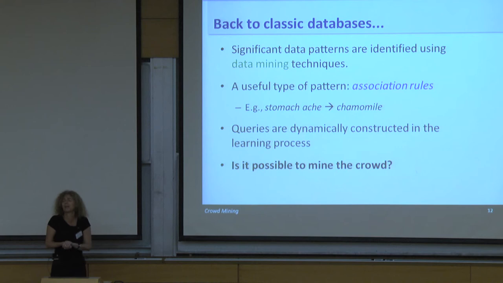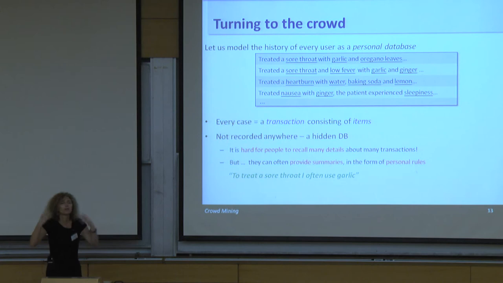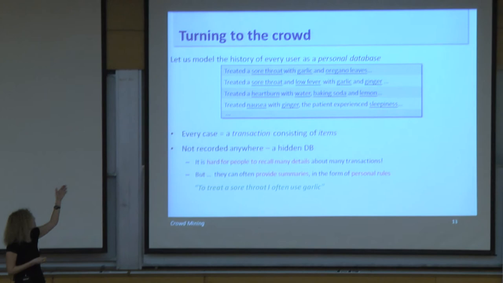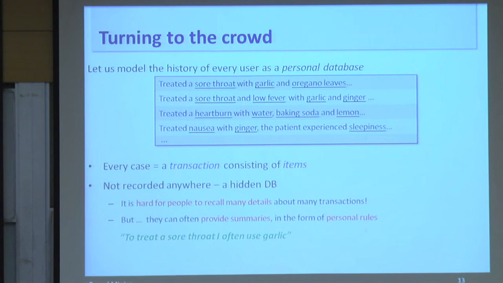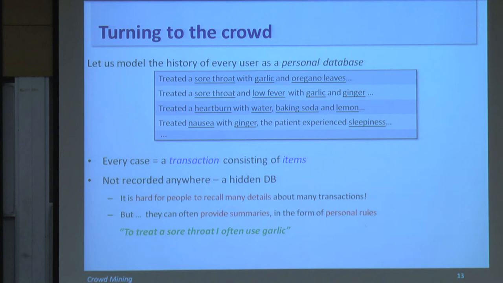So the question that we had was, okay, can we do the same thing with the crowd? Can we use data mining algorithms and mine what's in your heads, okay? And so let's try. I can model your history, or what happened to you, as a database. So for instance, suppose I'm a healer and I treat people. One time I treated a sore throat with garlic and oregano leaves, another time I treated sore throat and fever with garlic and ginger, and so it's all the events of all the treatments of things that I treated, or for you, what you were sick with and how you treated yourself, okay?